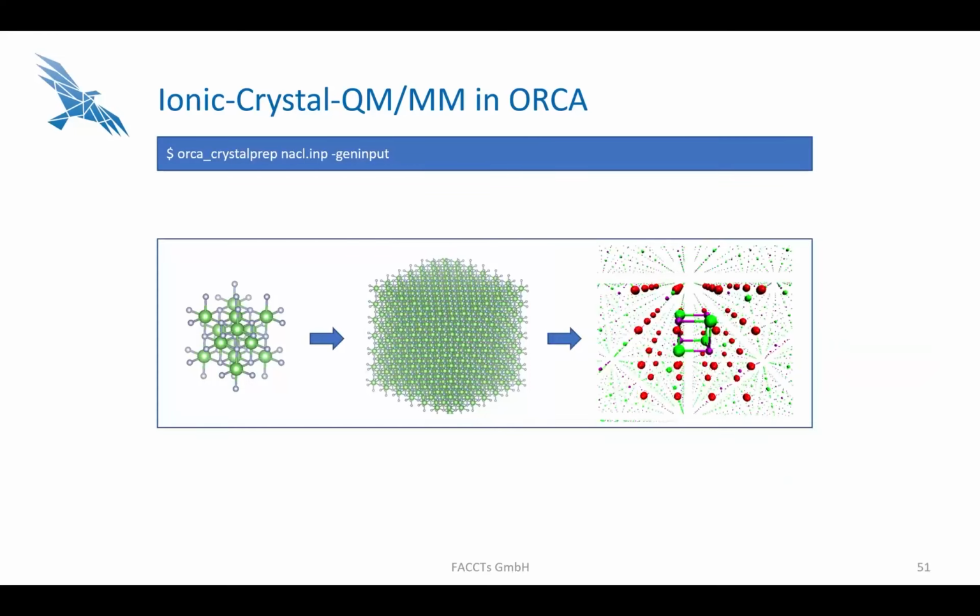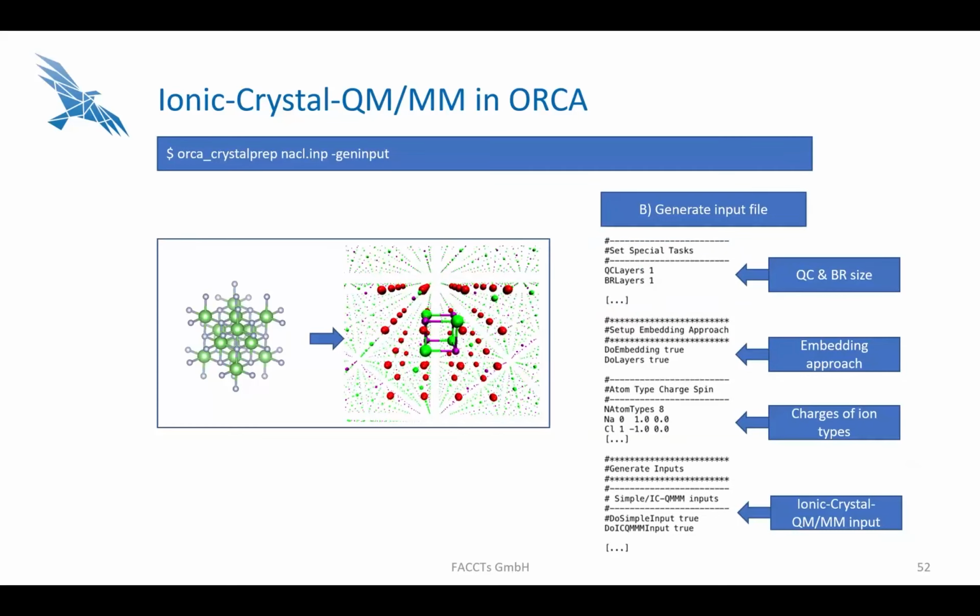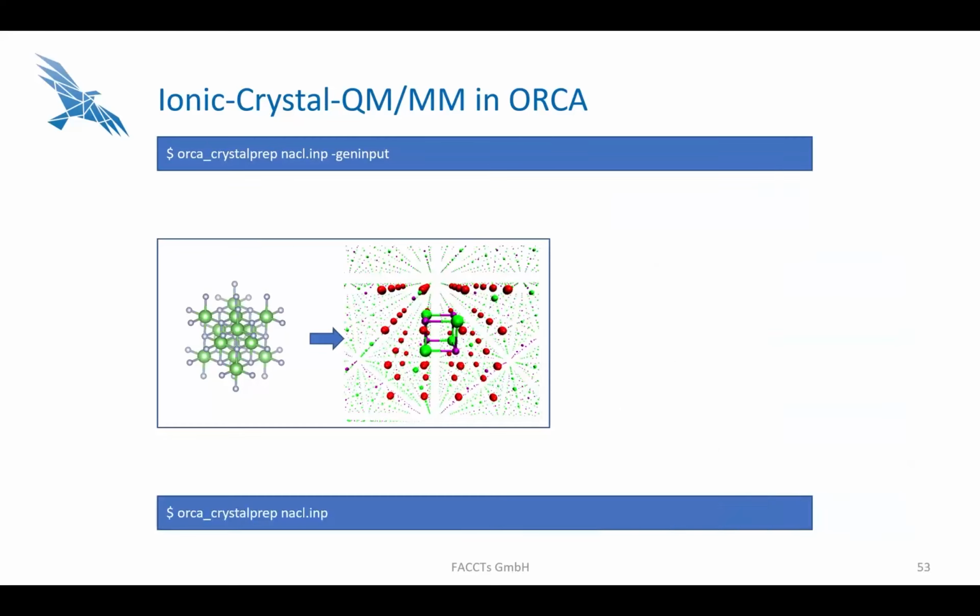However, we also want to directly create the input file for our ORCA ionic crystal QM/MM calculation with Crystal Prep. So we also want to predefine the different regions of our model. We can do this by filling in the rest of the generated input file, specifying the cluster and boundary region size, as well as the charges and that we want to generate an ORCA ionic crystal QM/MM input file. By running this input file with Crystal Prep, as shown at the bottom of the slide, we then generate all the necessary structure and input files.